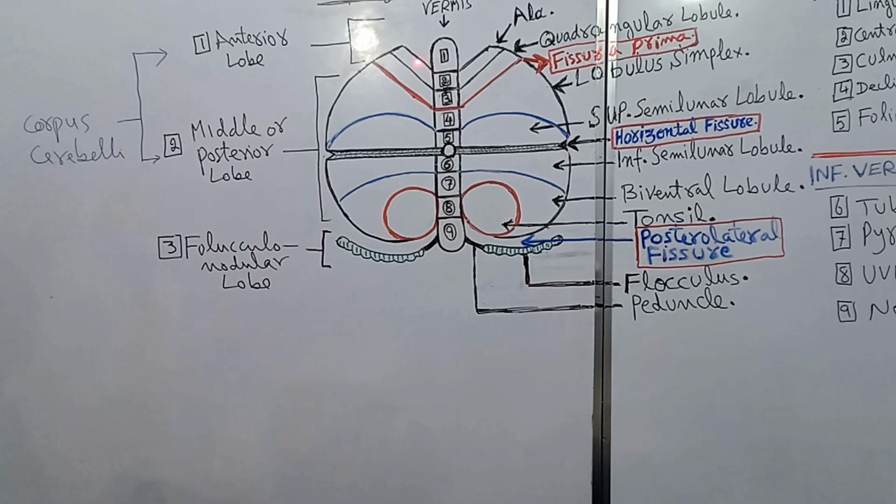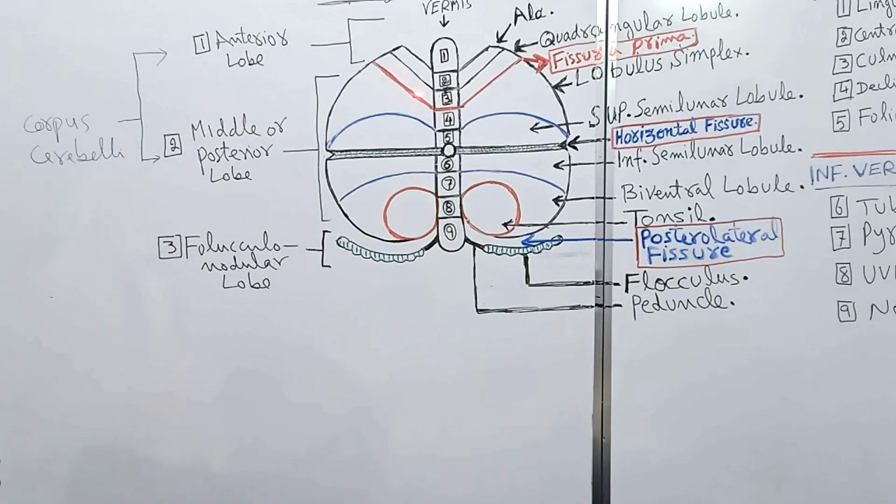Now, what are the different parts of these lobes? You can see in this diagram, and already in the last lecture we discussed in detail. For example, the anterior lobe comprises the lingula, central lobule, culmen of the vermis, ala, and quadrangular lobule of each half of the cerebellum. These are parts of the anterior lobe.